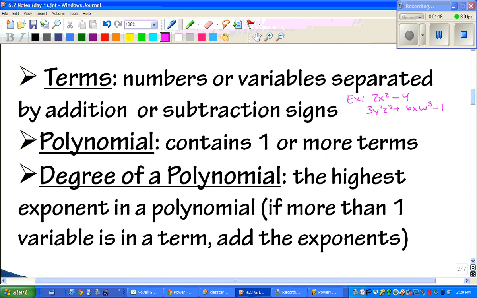Now, a polynomial contains one or more terms, and the degree of a polynomial is the highest exponent in a polynomial. If more than one variable is in a term, add the exponents. Okay. Now, if you need to keep writing this down, just pause the video. Otherwise, we're going to keep going.